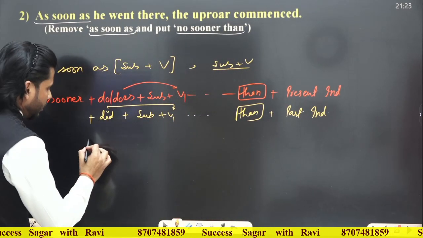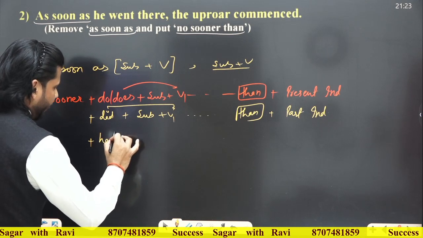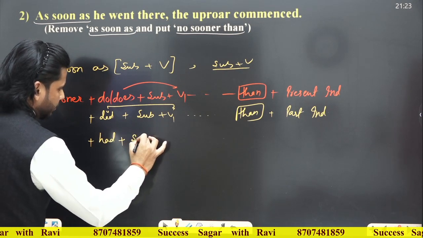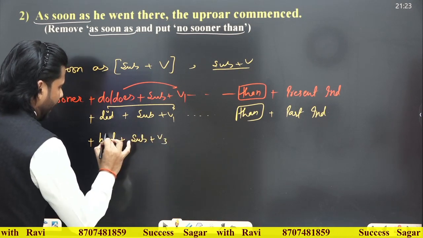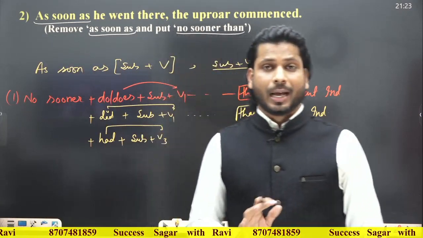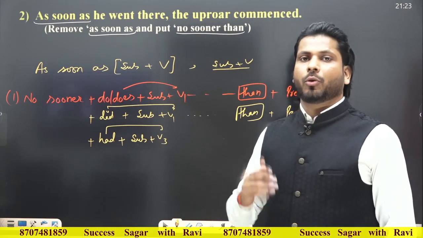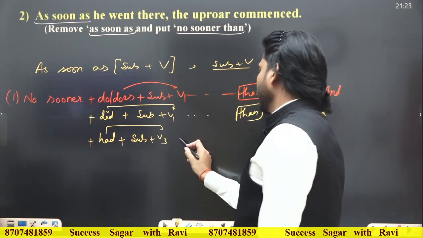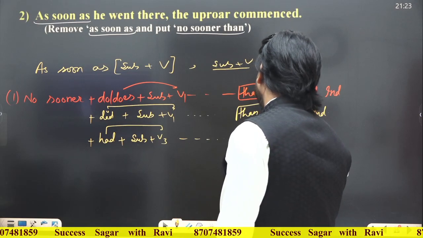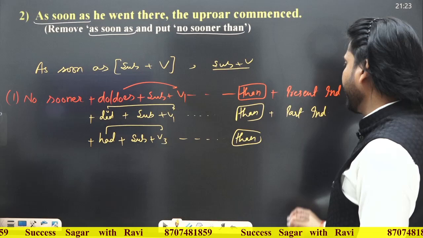The third pattern is had, past perfect, followed by the subject, then the third form of the verb. As we all know, had, have, has. If we use them as a helping verb in a sentence, these terms will always be followed by the third form of the verb. What about conjunction? That should be than. Why? We have used sooner. That is written in comparative degree.